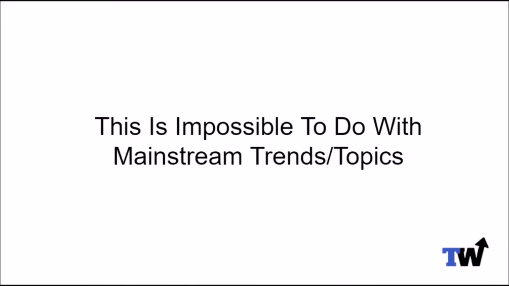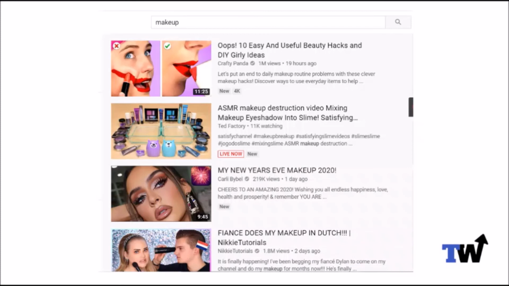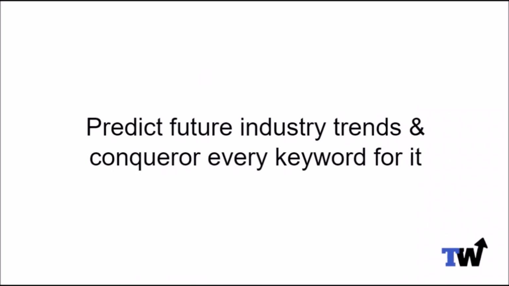What do I mean by this? For example, let's say makeup. If you type makeup into the search engine, obviously you're going to have a hard time, because all the big channels have completely conquered this keyword. So you don't want to do this with these types of trends. What you actually want to do is predict future industry trends, and then conquer every single keyword for it before it blows up.